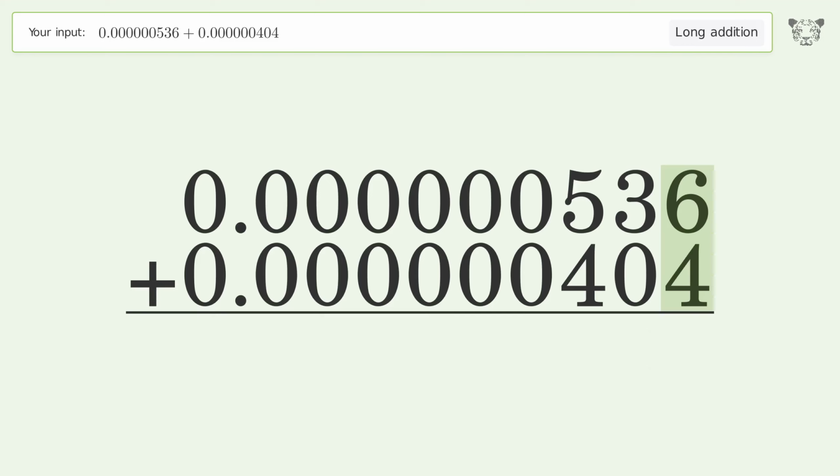6 plus 4 equals 10. Carry 1 to the 100 millionths place. 1 plus 3 plus 0 equals 4. 5 plus 4 equals 9.